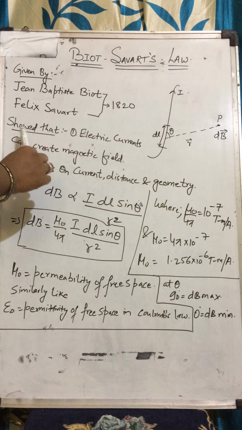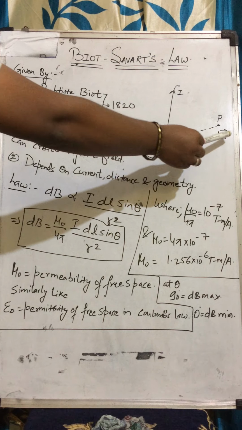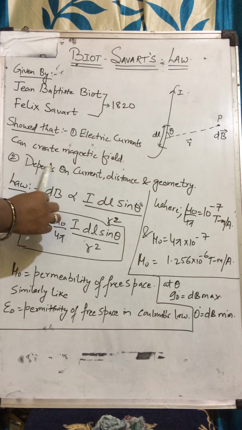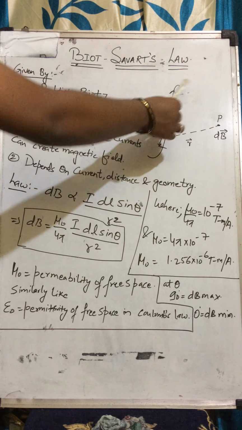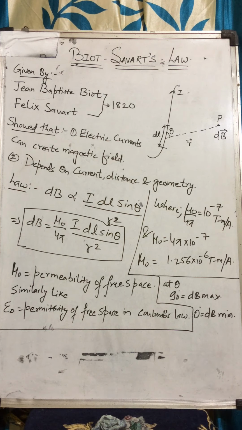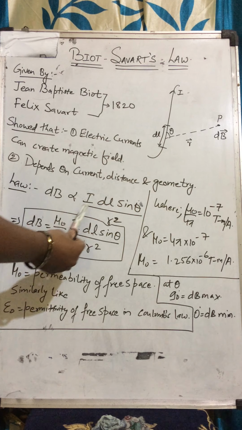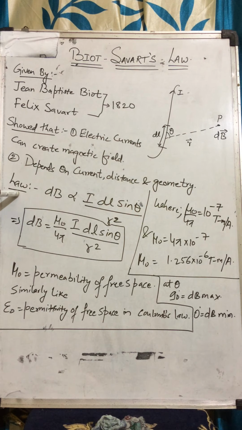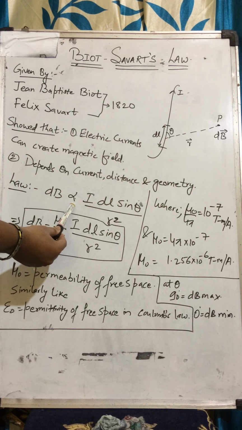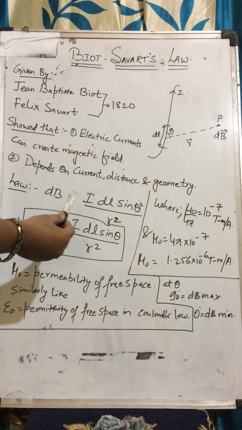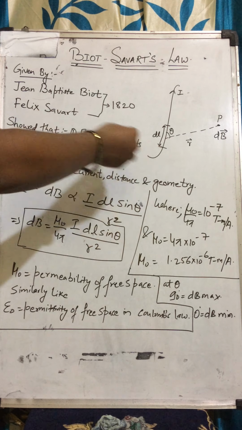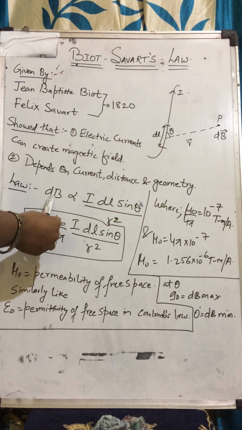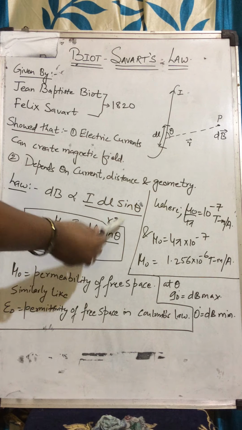What they showed is that electric currents can create a magnetic field, and second, that the magnetic field depends on the current, distance and geometry of this orientation. From these experiments they concluded the law which states that dB is directly proportional to I dl sin theta upon r square.